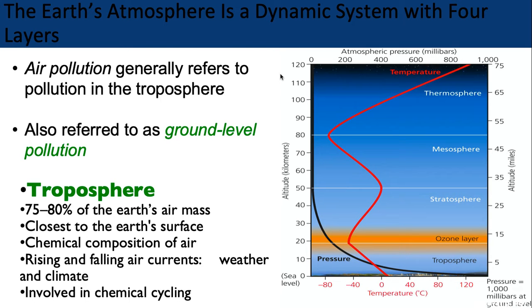So the troposphere has 75 to 80% of the Earth's air mass. Like we said, it is the closest to the Earth's surface. Rising and falling air currents are going to be what causes weather and climate. So things like warm air rising and cold air sinking. And it's also heavily involved in chemical cycling. So when we talked about the carbon cycle, nitrogen cycle, things like that earlier in the year, the troposphere plays a big role in that.